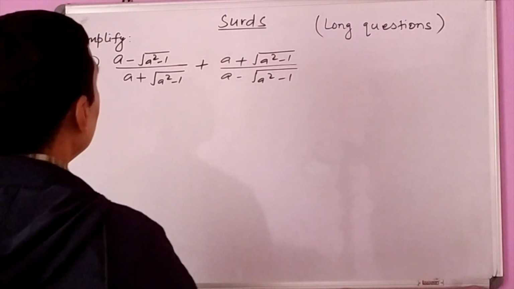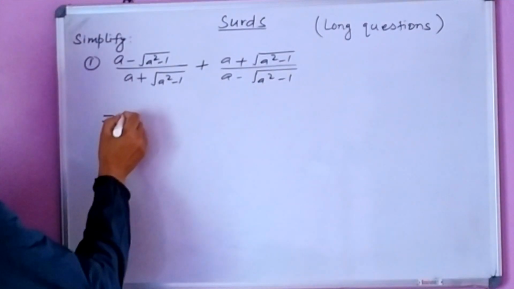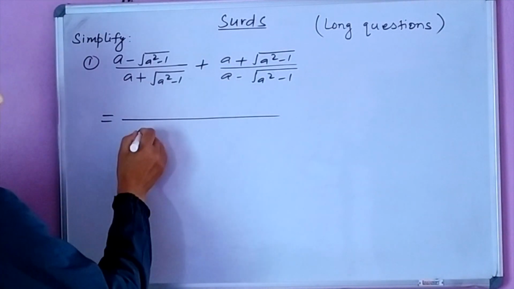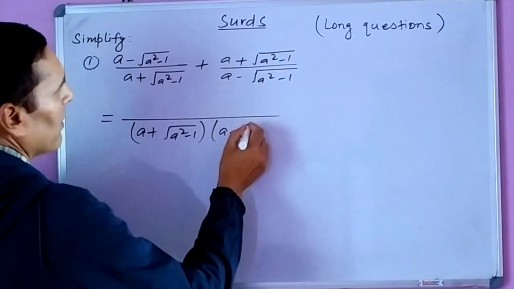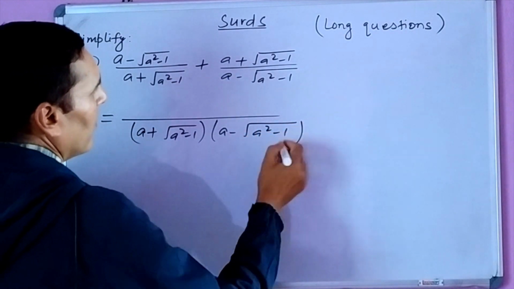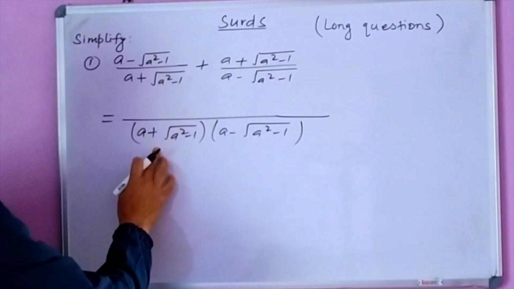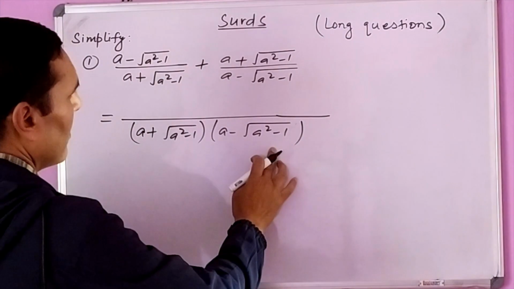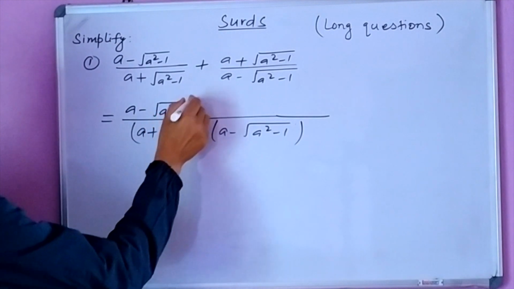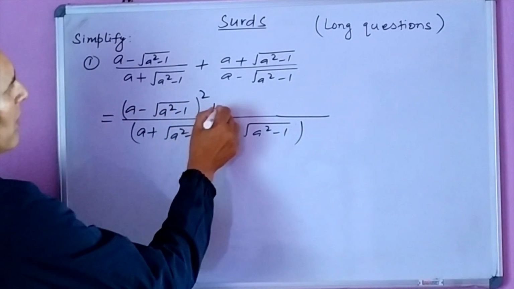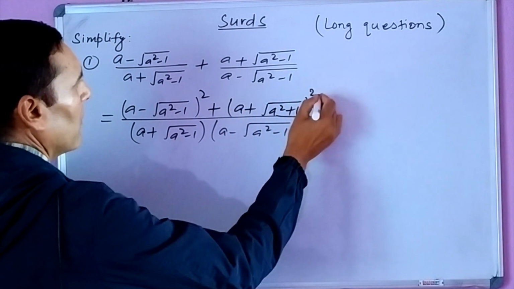So let's take the LCM. There are two terms separated by this plus sign. So what is the LCM? A plus under root a square minus 1 times a minus under root a square minus 1. Now a plus under root a square minus 1 will be cancelled, then remains a minus under root a square minus 1. We have the numerator also the same, so it becomes a minus under root a square minus 1 whole square. Similarly here we get a plus under root a square minus 1 whole square.